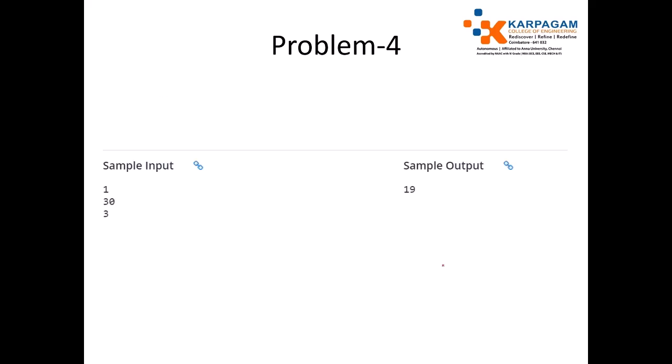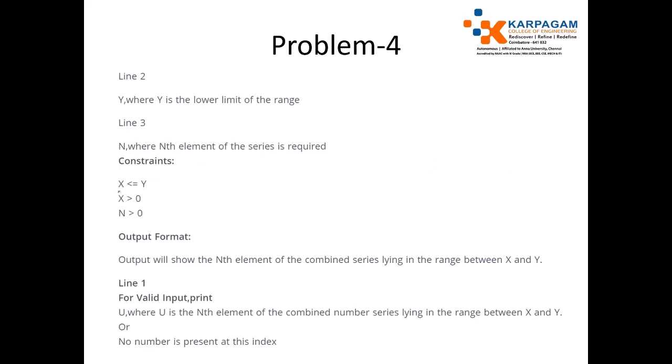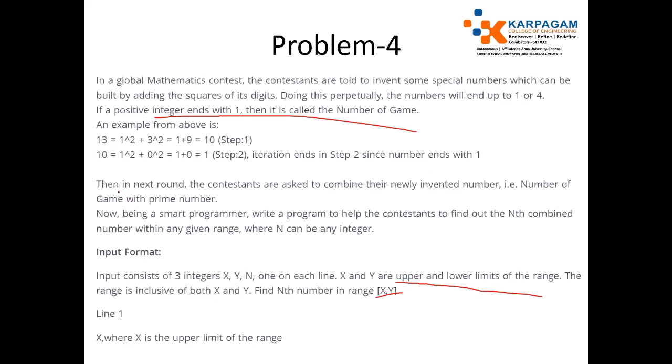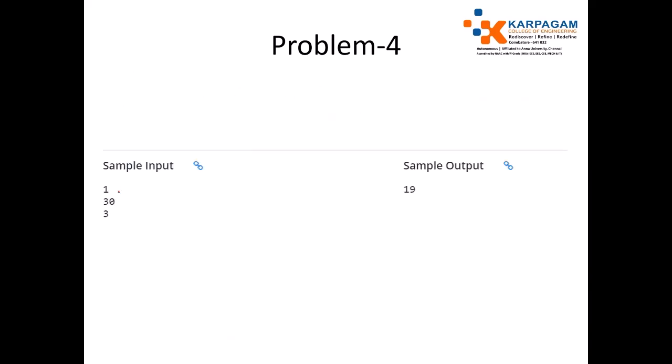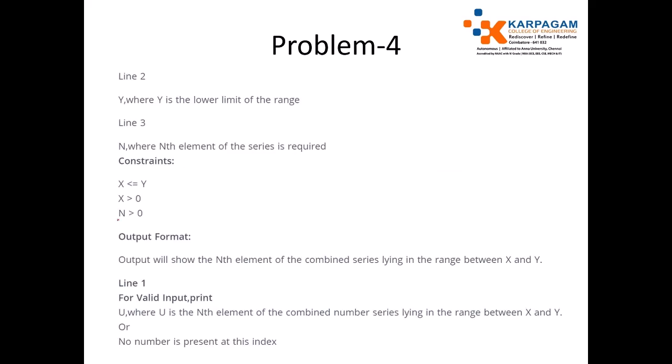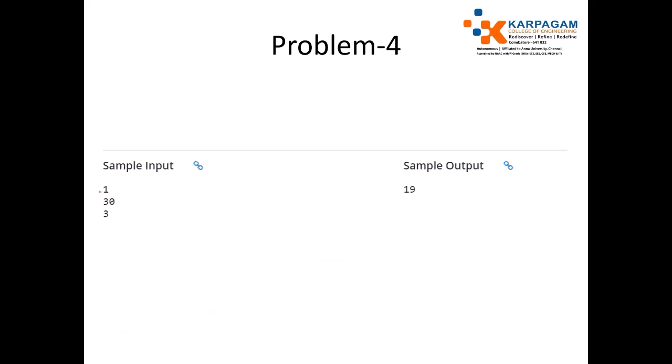So here I have given the value 1. 1 is the upper limit of the range, and 30 is the lower limit. 3 is the nth element, the third element. So you have to give 1, 30 and 3, and you have to achieve 19.